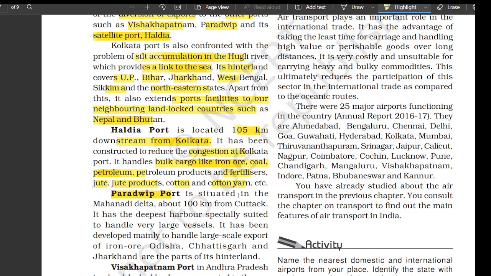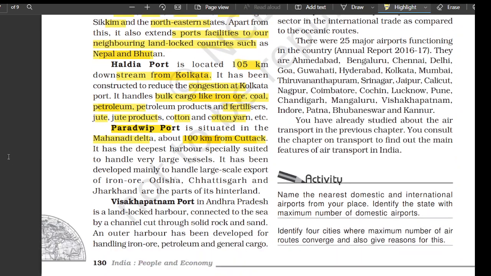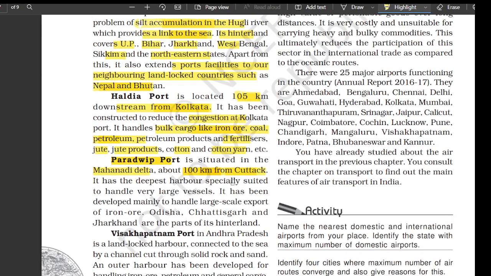Paradip port is situated in the Mahanadi Delta, about 100 kilometers from Cuttack. It has the deepest harbor, specially suited to handle very large vessels. It has been developed mainly to handle large-scale export of iron ore. Odisha, Chhattisgarh, and Jharkhand are the states in its hinterland.